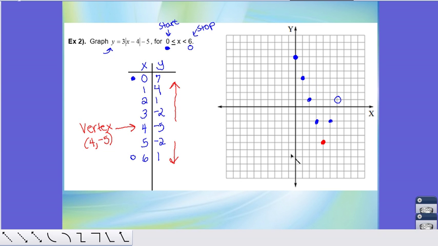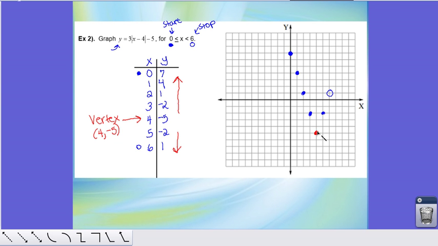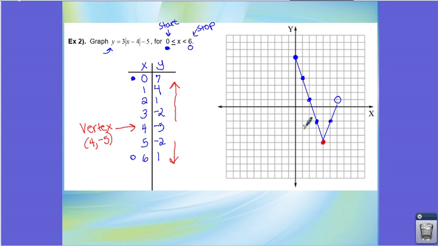Again, we want our lines to be as straight as possible. I'm going to use this little tool here. And you can use a ruler or a straight edge. And now we need to name our function. This time they did not name it by g of x or f of x, so I have to write out y equals 3 times the absolute value of x minus 4 minus 5.